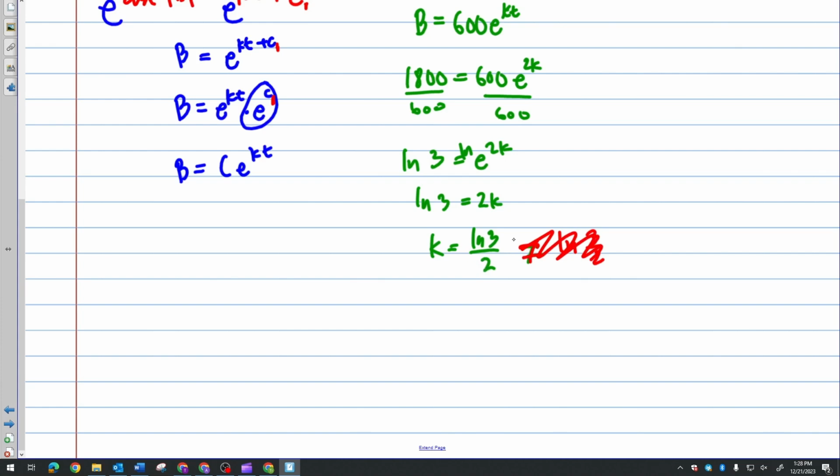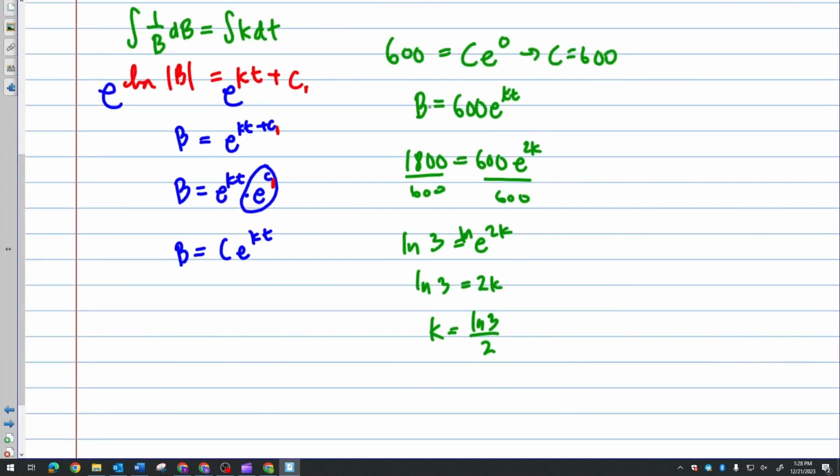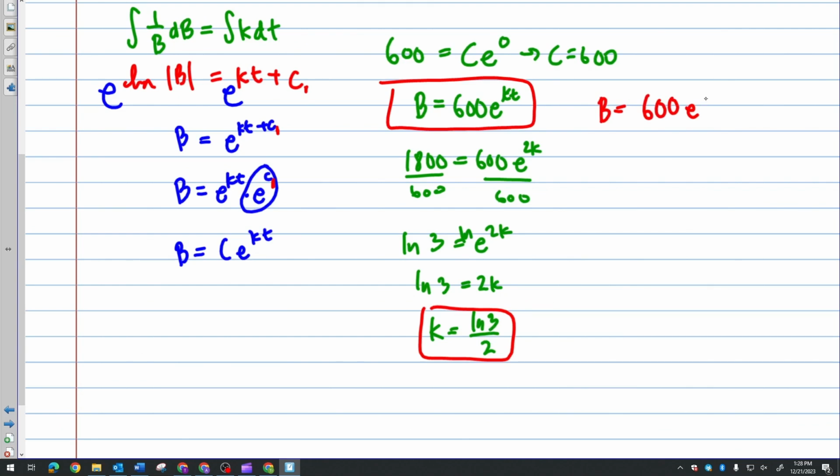And once I know what k is, I can plug that right back into the equation. I know b is equal to 600 e^kt, but I also know what k represents. So this is the same as saying 600 e to the, my k is ln of 3 over 2, times t. And this is the equation. If I had a calculator, I would just plug in any time here, and I could figure out the number of bacteria at any point in time. But I want to show you something kind of cool.